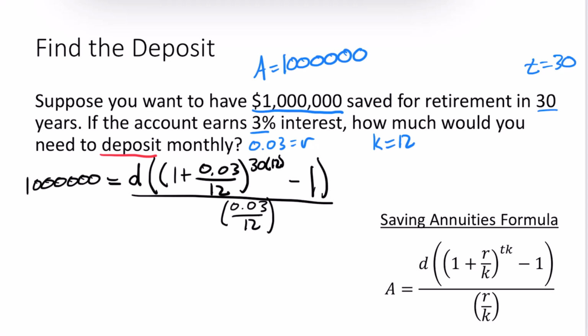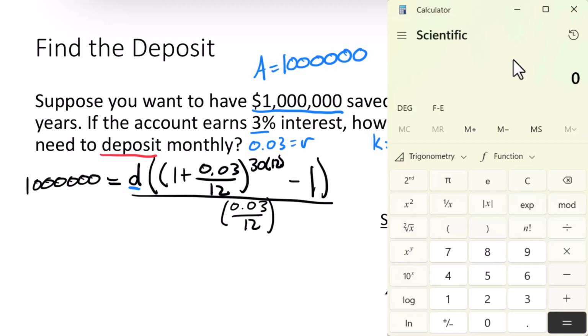So essentially what I want to do here is simplify all of this stuff on the right-hand side until I have D times something. So I'm going to simplify all of this stuff, and then I'll divide by that stuff to get D by itself. So to do this, let's make our pre-calculations.